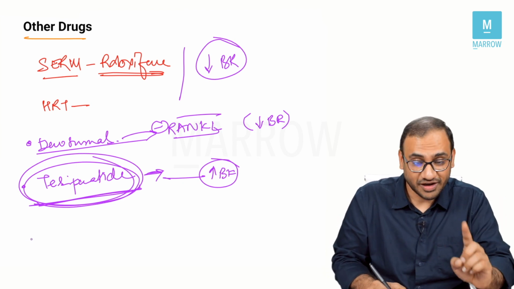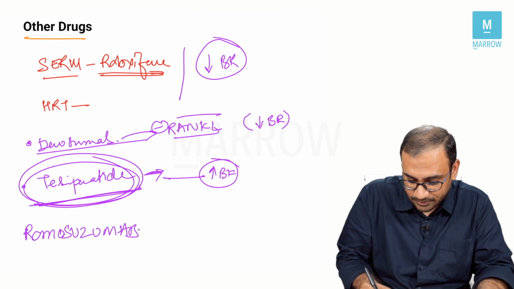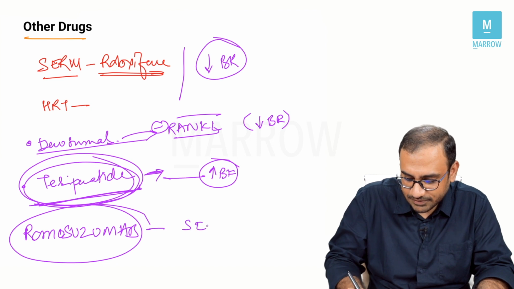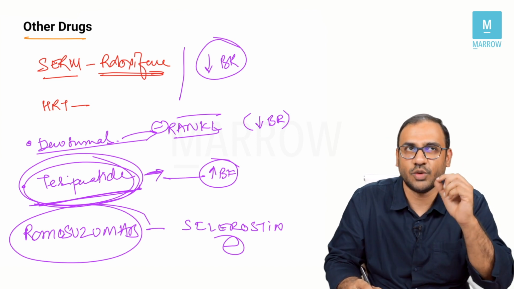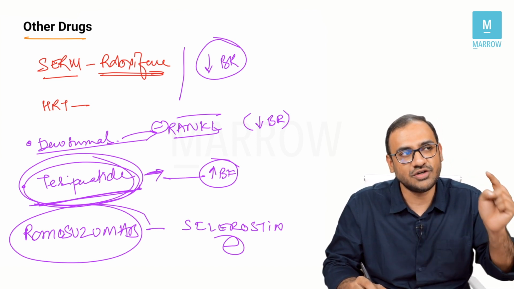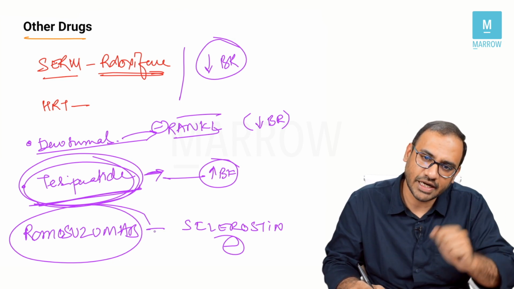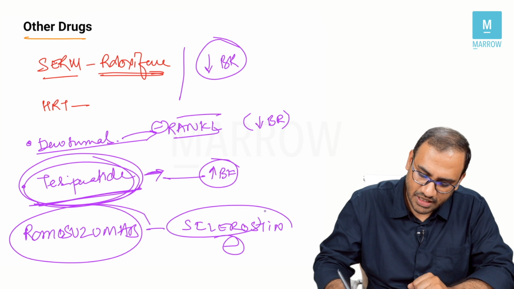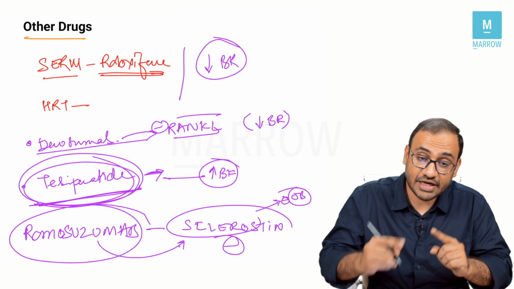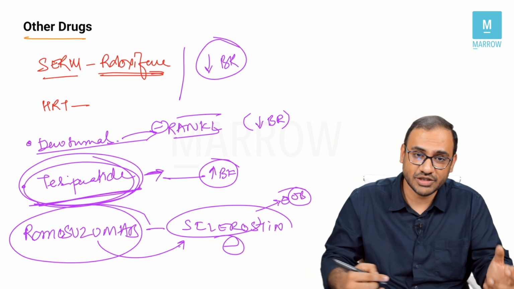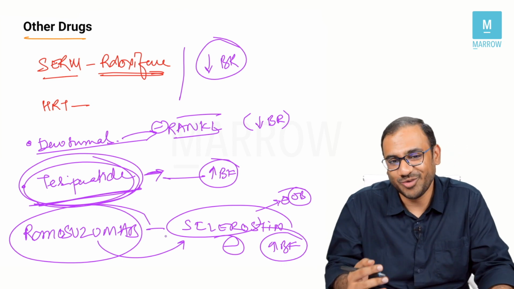Now, a newer drug is romosozumab, which is a sclerostin inhibitor. Sclerostin. What is the function of sclerostin? The function of sclerostin is to inhibit osteoblastic activity. So, sclerostin inhibits osteoblasts. So, if you have a drug that can inhibit the inhibitor, what are you achieving? You are increasing the bone formation.